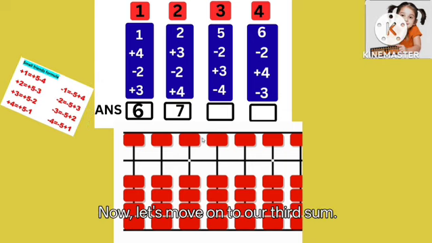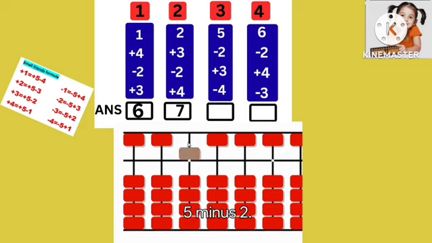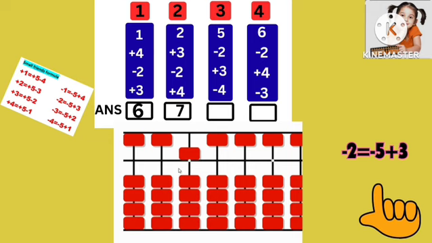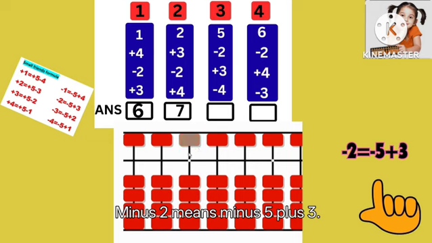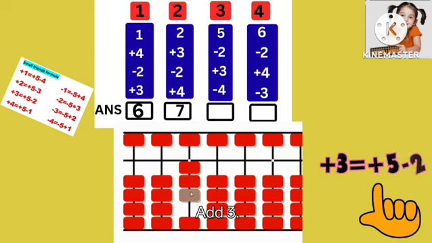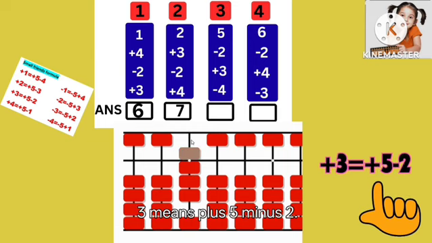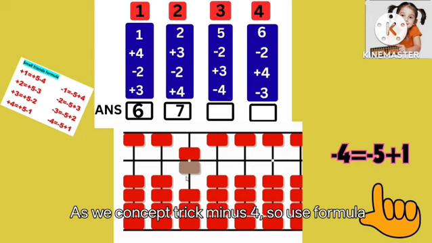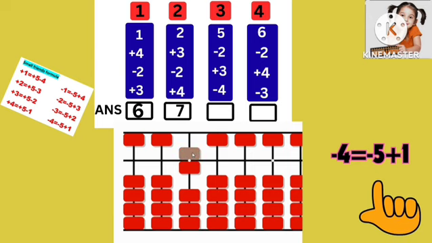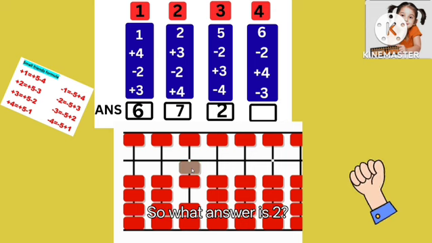Now let's move on to our third sum. First take 5. 5 minus 2. Minus 2 means minus 5 plus 3. Add 3. 3 means plus 5 minus 2. Now minus 4. As we can't subtract minus 4, so use the formula minus 5 plus 1. So our answer is 2.